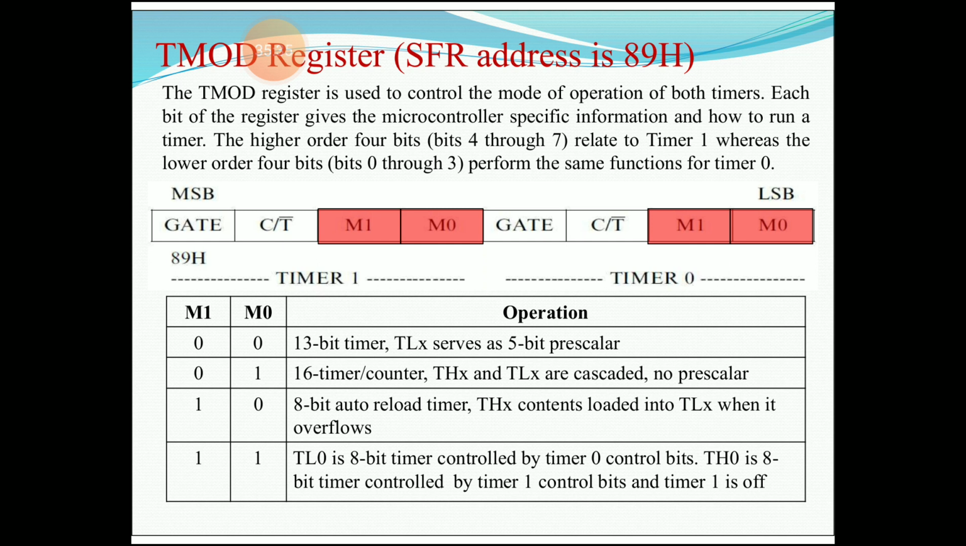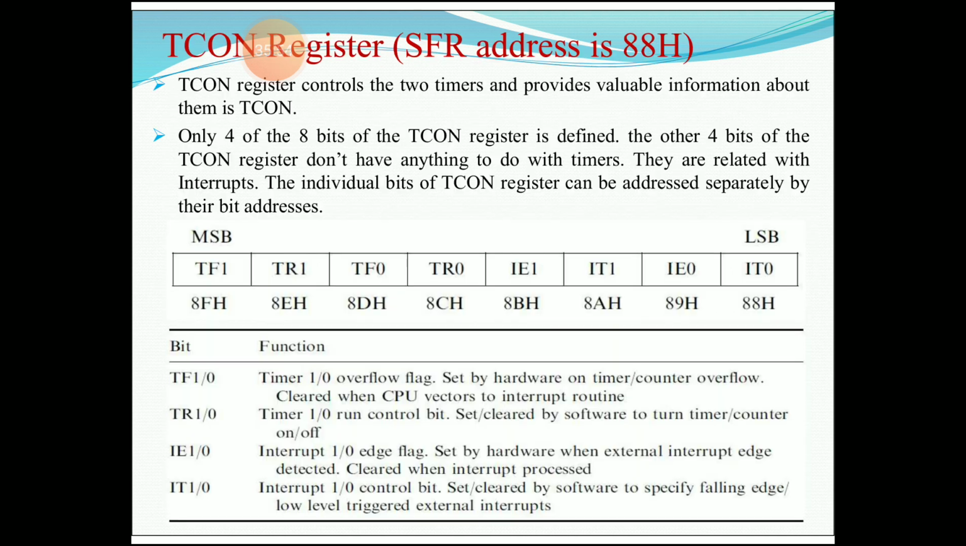When these two bits are 1, 1, only timer 0 is operated in mode 3. In timer 0, TL0 is used as an 8-bit timer controlled by timer 0 control bits, and TH0 is used as an 8-bit timer controlled by timer 1 control bits, and timer 1 is not used in mode 3 operation.